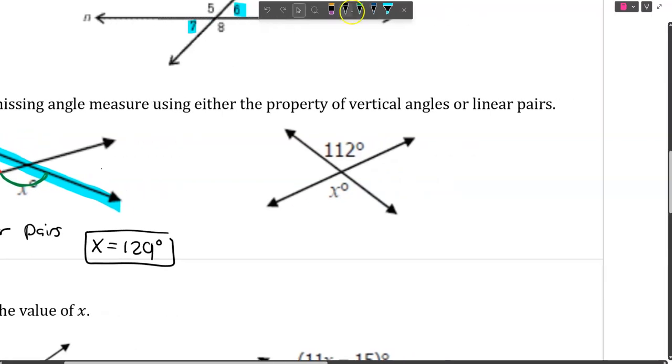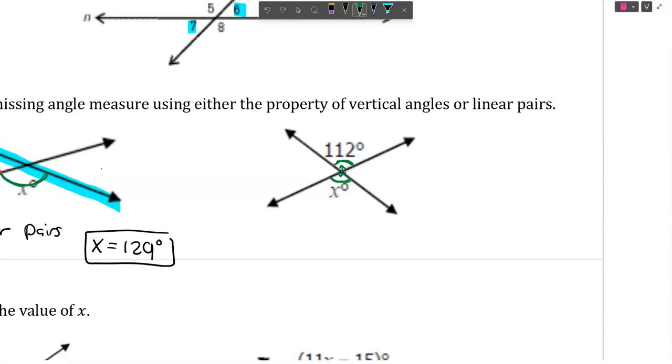However, in the second example, we're going to see that these are not adjacent. But as we can see, they are across from each other. So because they're across from each other at the same intersection, we are going to call them vertical angles. Vertical angles. Very common misspelling is to switch the A and the L. Vertical angles, and remember we said vertical angles are equal, so X is going to equal 112 degrees.